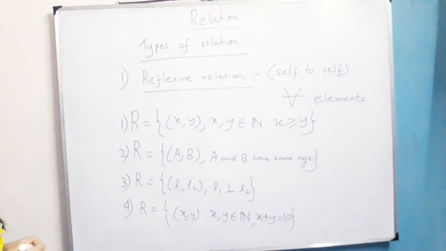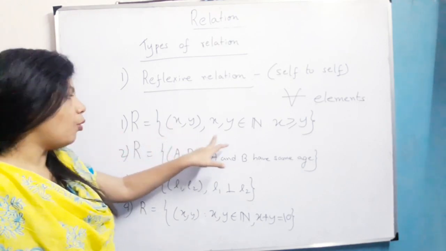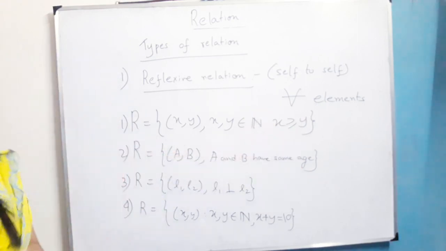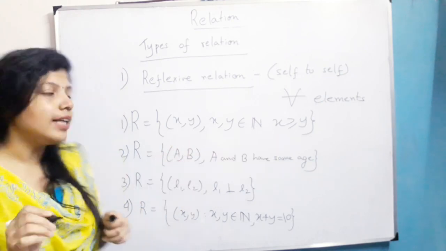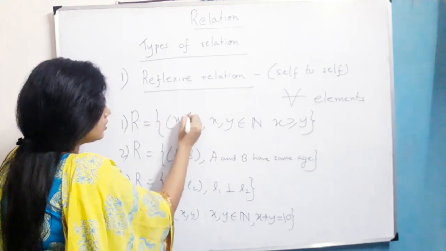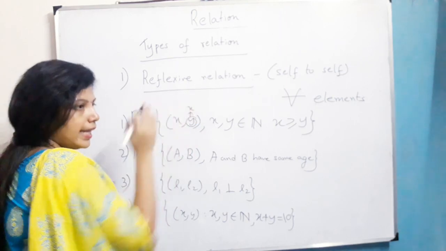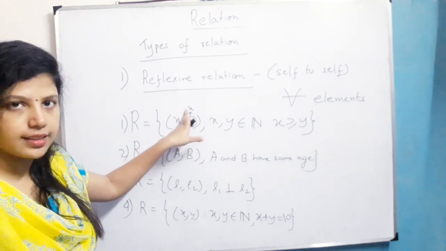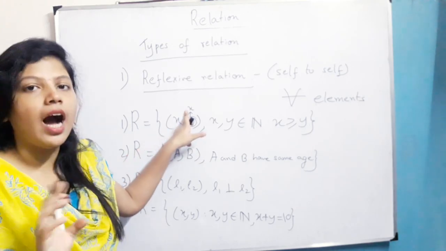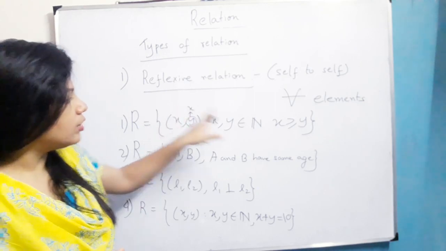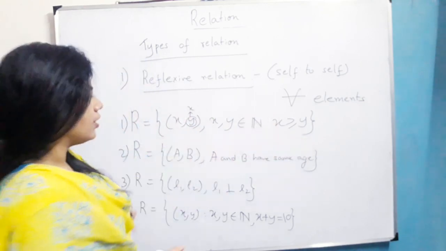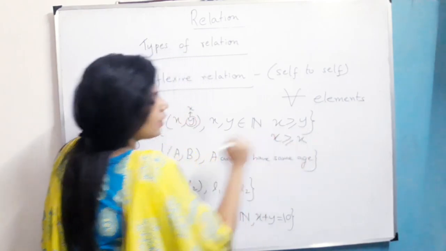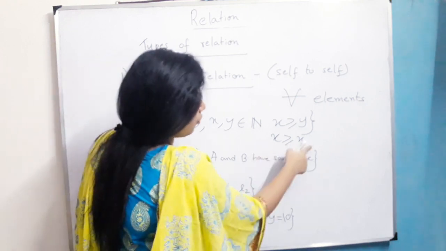So what is the first one? X, Y both are natural numbers, X greater than or equal to Y. Whenever you check reflexivity, you just replace Y by X. Why? Because I have already told you R means (X, X). If I replace Y by X, then what will it be? Now you will say, is it true or false?